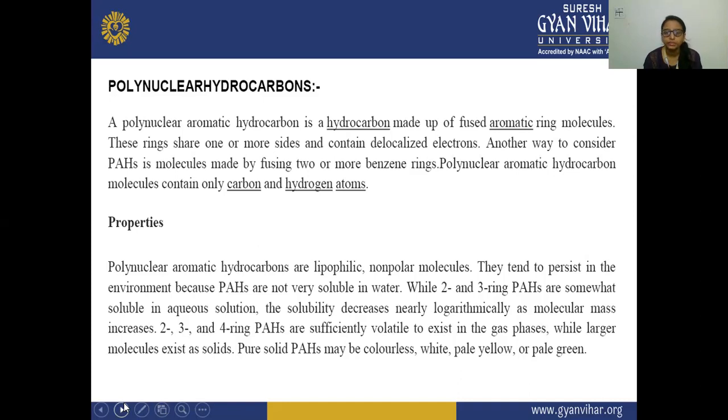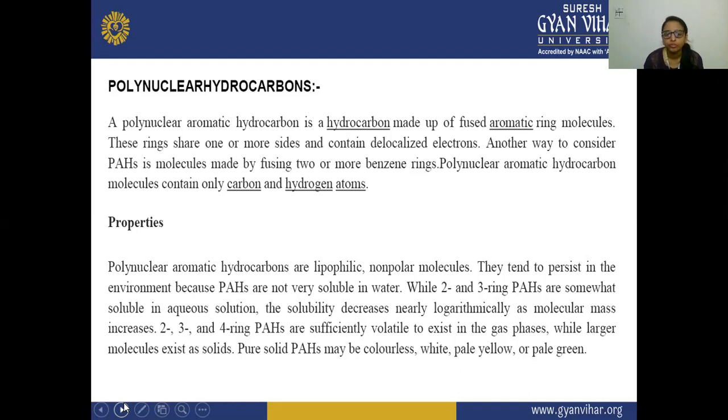And the properties of these polynuclear aromatic hydrocarbons are that they are lipophilic in nature, they are non-polar molecules, and they persist in the environment because these PAHs are not very soluble in water, but the 2, 3 ring PAHs are soluble in aqueous solution. But the solubility decreases as the molecular mass increases in these polynuclear aromatic hydrocarbons.